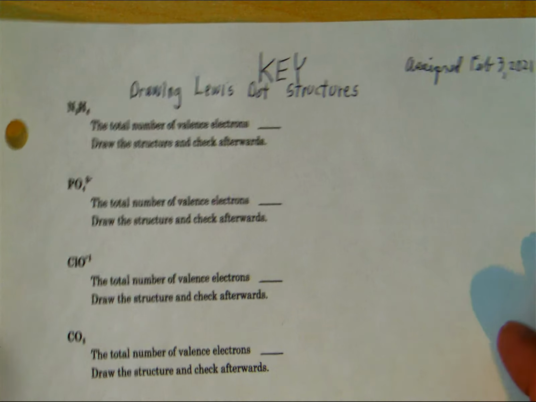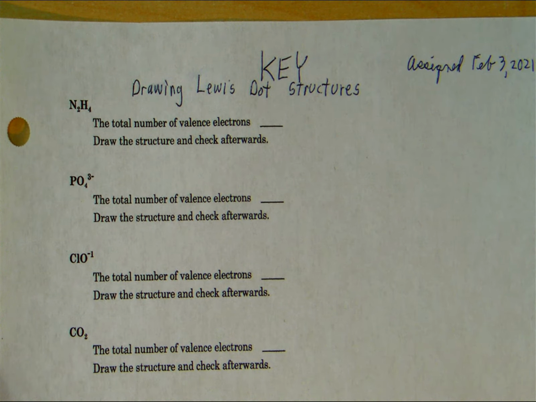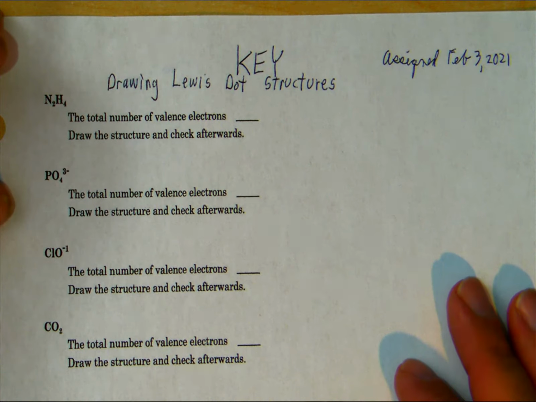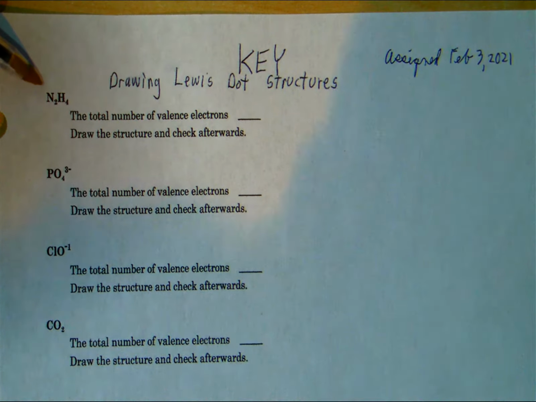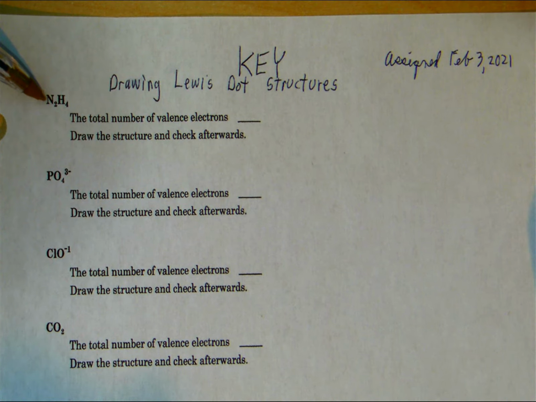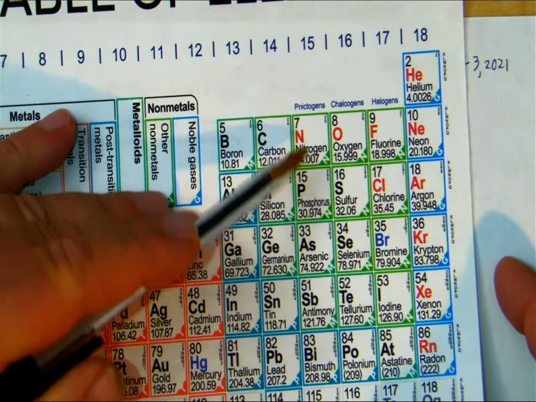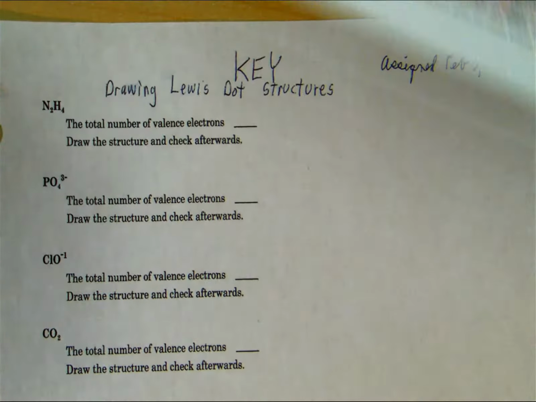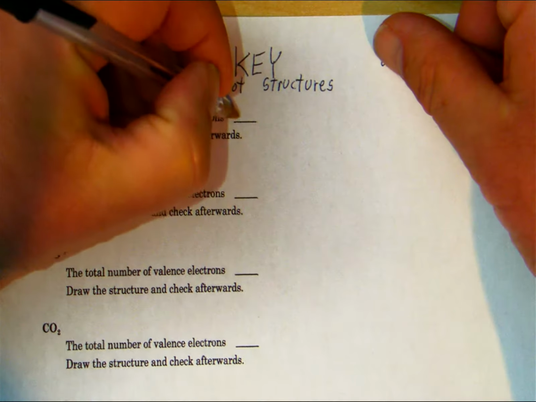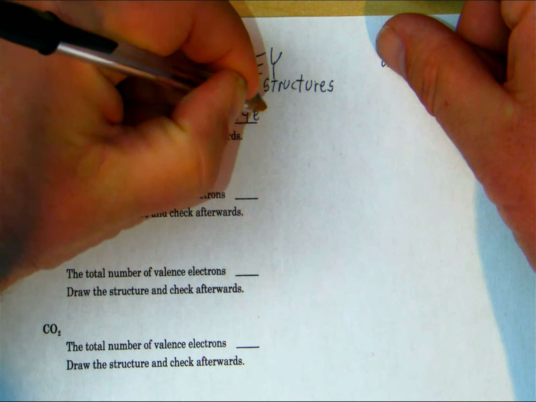All right, this is for Chemistry CP, debrief on drawing Lewis dot structures homework that had been assigned on February 3rd. Yikes. So, as we develop these Lewis structures, first of all, we need to establish how many valence electrons there are. Looking at nitrogen, it always has 5 valence electrons. There are 2 of those. 5 times 2 is 10.